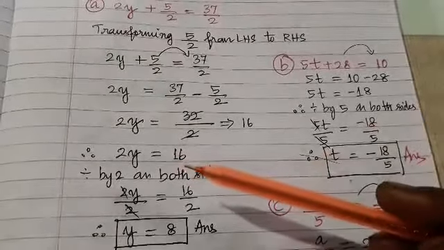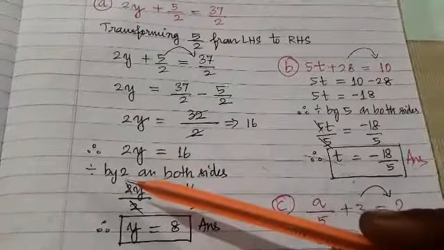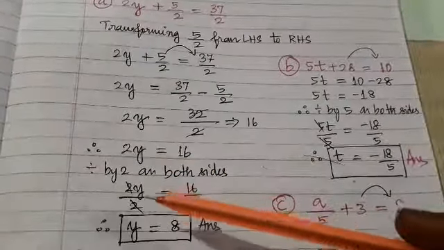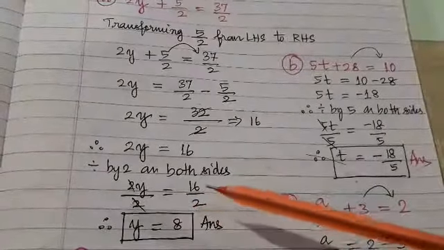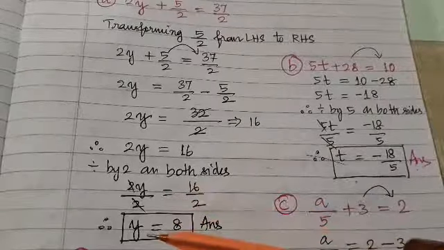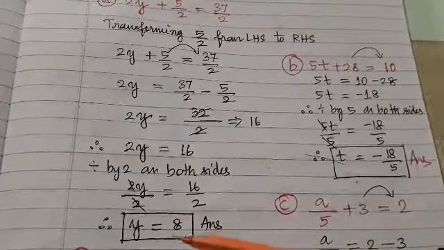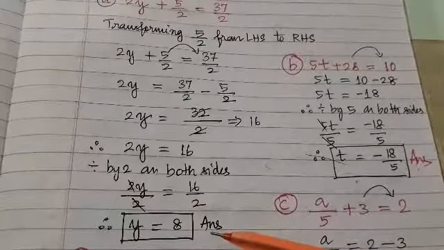2y equal to 16. Then once again here 2 is multiplied with y. We want to remove that one. Divide by 2 on both sides. So 2y upon 2 equal to 16 upon 2. So y equal to, 2 cancels here, y will be remaining. So y equal to 16 divided by 2, 8. So y equal to 8 is the answer.